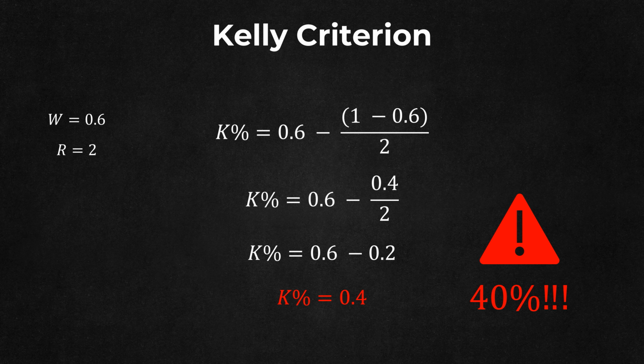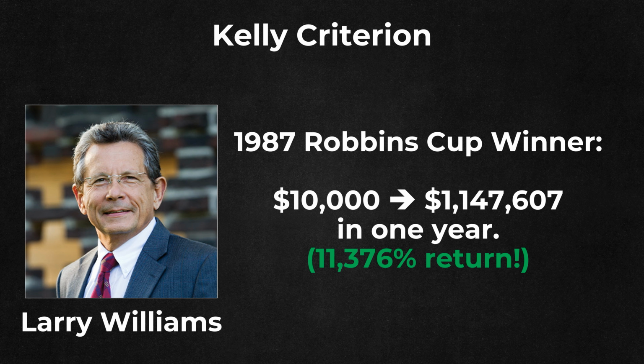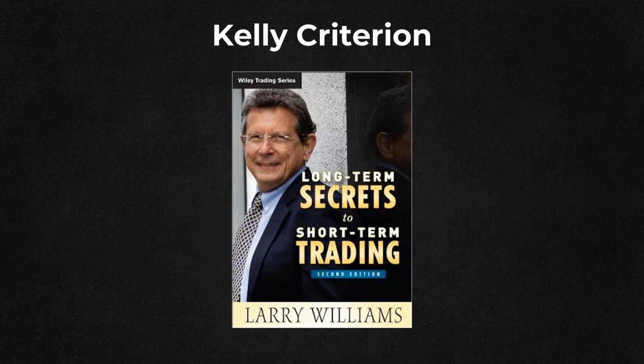This is the risk management model used by Larry Williams in his iconic Robins Cup championship victory in 1987. He took a $10,000 account to $1,147,607 in 1 year, yielding an astonishing 11,376% return. In his famous book, Long-Term Secrets to Short-Term Trading, Larry Williams admits he did not know very well what he was doing at the time regarding the formula, but it ended up working for him since he had a high win rate. He also warns against the use of full Kelly, which often suggests extremely high risk percentages.